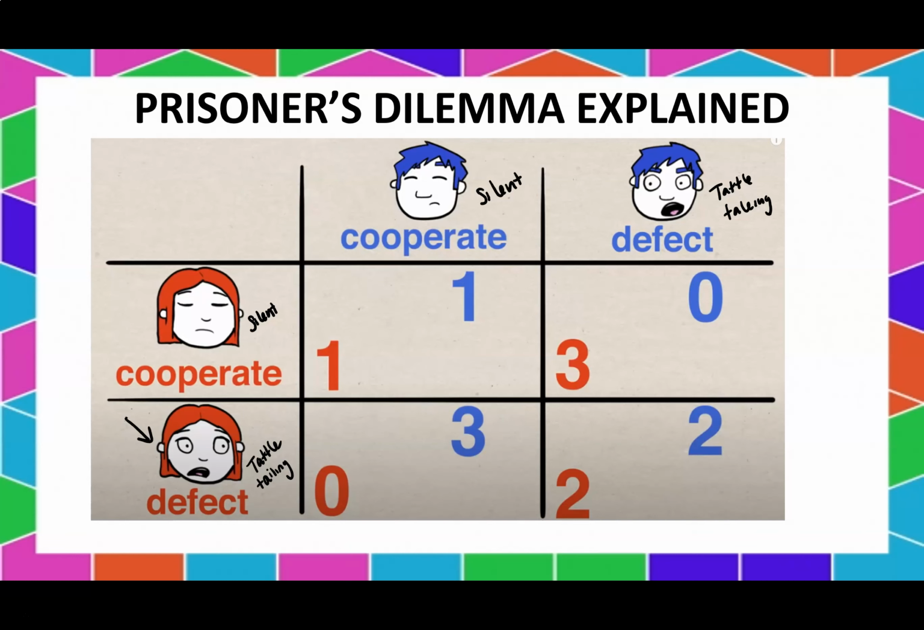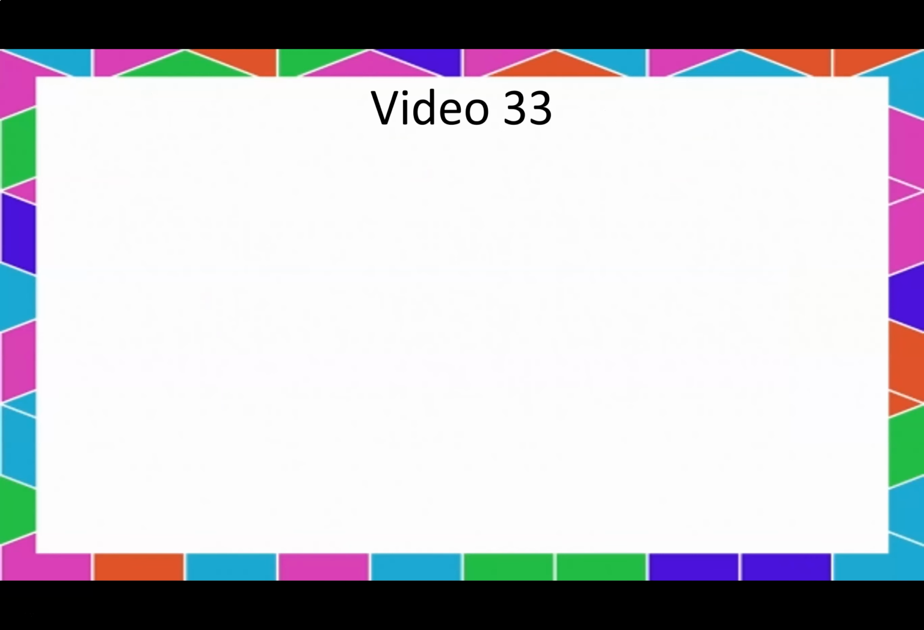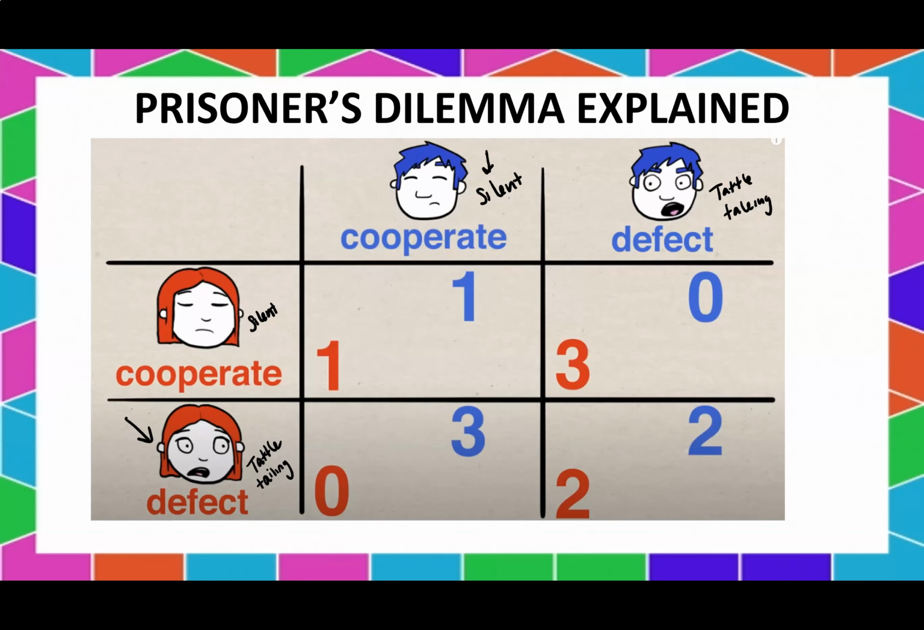Then let's look at the situation where Miss Red says, oh, Mr. Blue did it. And Mr. Blue's a good guy, and he's like, I'm not saying. So Red just tattletaled on Blue and said it was Blue, and Blue didn't say anything. In this case, Red gets 0 years in prison, and since she tattletaled on Blue and Blue didn't say anything, he's going to get 3 years in prison.